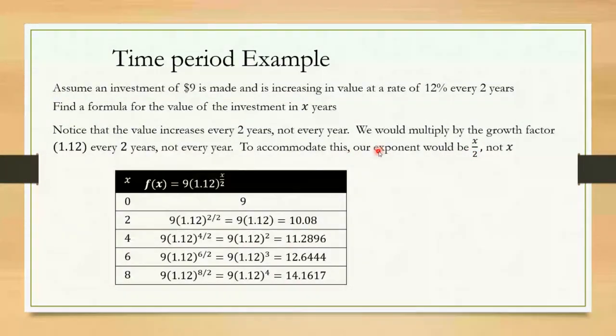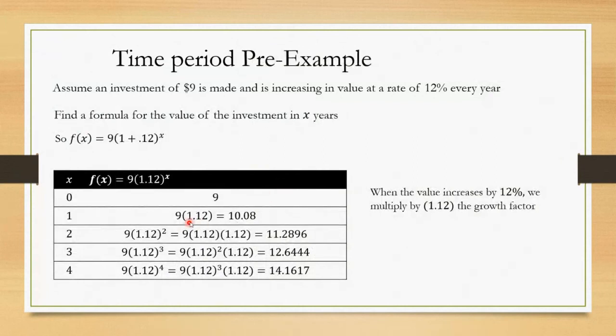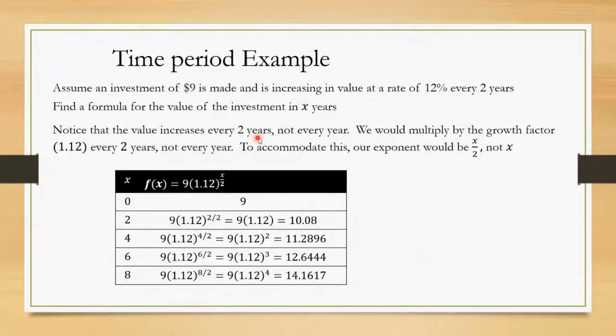Remember how I said already, and I tried to show you here, every time it increases in value, you multiply by 1.12. That's how much in total is in the investment. That's only going to happen every 2 years, though. It's not going to happen every year. So in our formula, we have to replace x by x over 2. And that's what I'm trying to show you here.